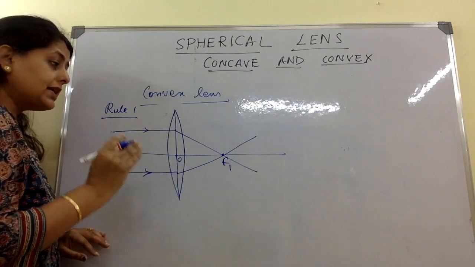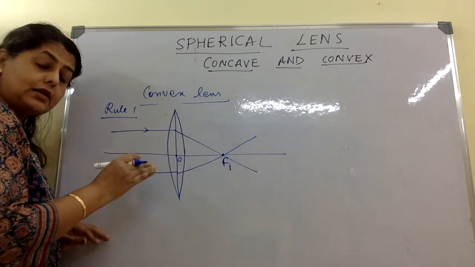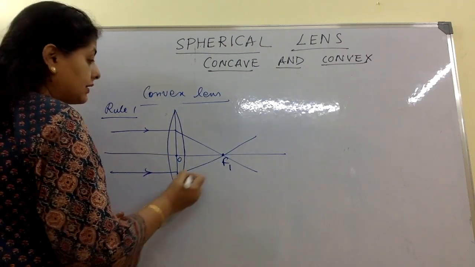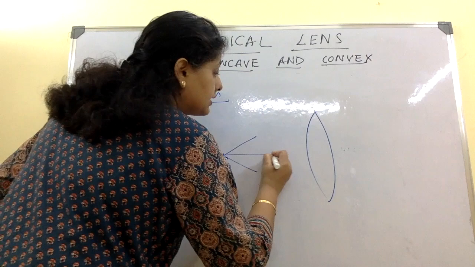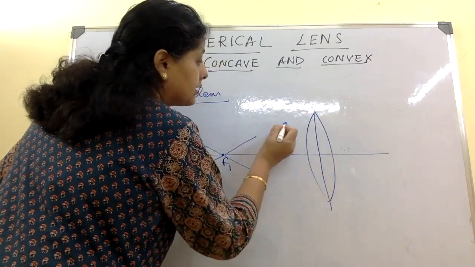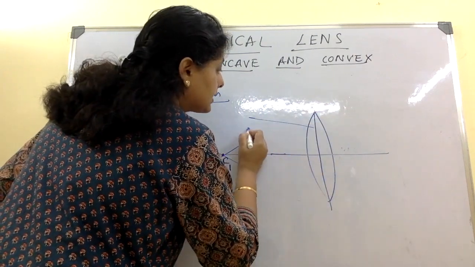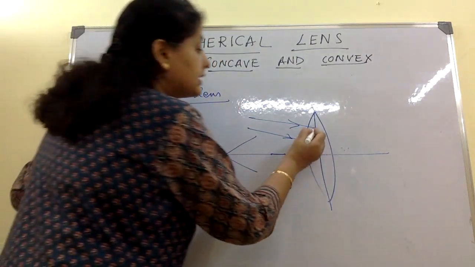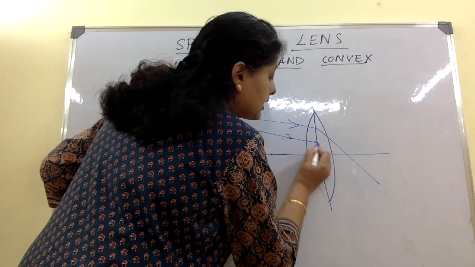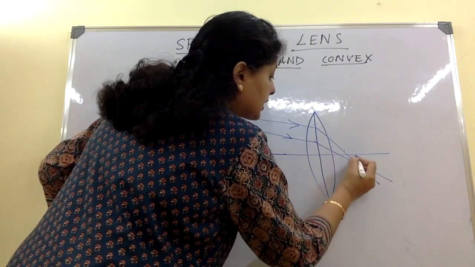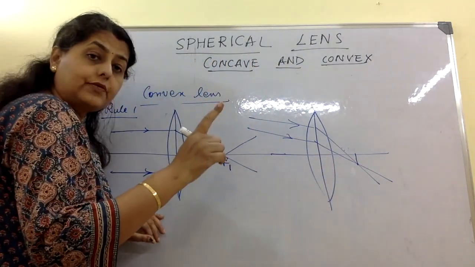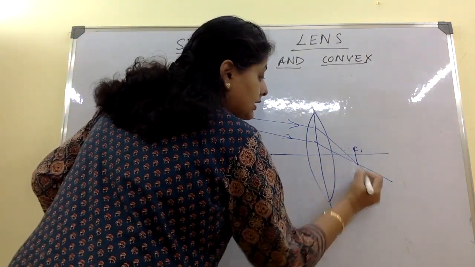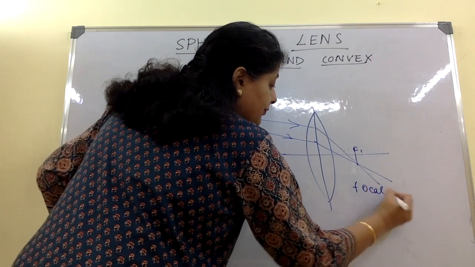Next is, they can also come parallel to each other but not parallel to the principal axis. Like they can still come like this, somewhat like this and like this. They are parallel to itself but not parallel to the principal axis. Even then they do converge, this time not at the focus, but where do they converge? They converge in the focal plane.